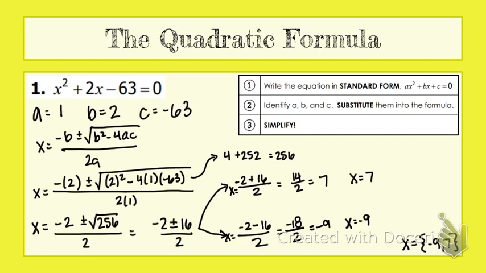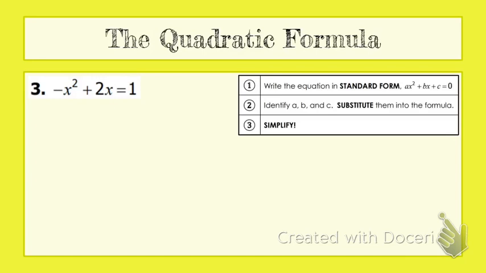Okay. So you have just used the quadratic formula to solve a quadratic function. Congratulations. On number 3, you're going to notice that this is not in standard form yet. We don't have it set equal to 0. So we need to subtract 1 from both sides, and that's going to give us negative x squared plus 2x minus 1 equals 0. And now we can identify A, B, and C. A is negative 1, B is 2, and C is also negative 1.